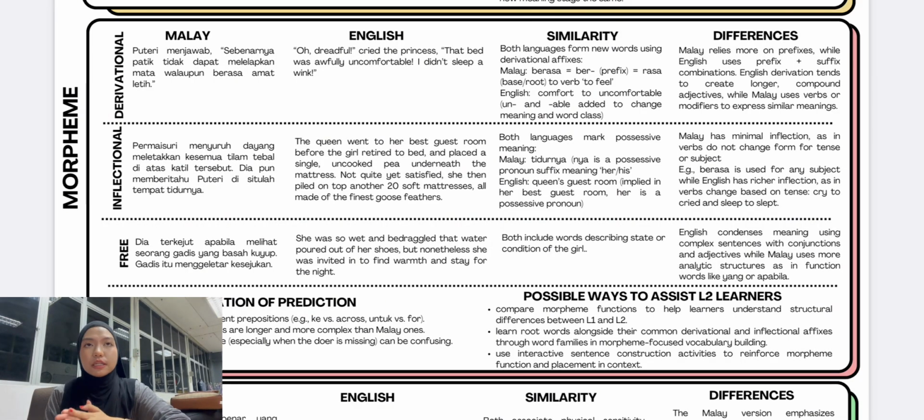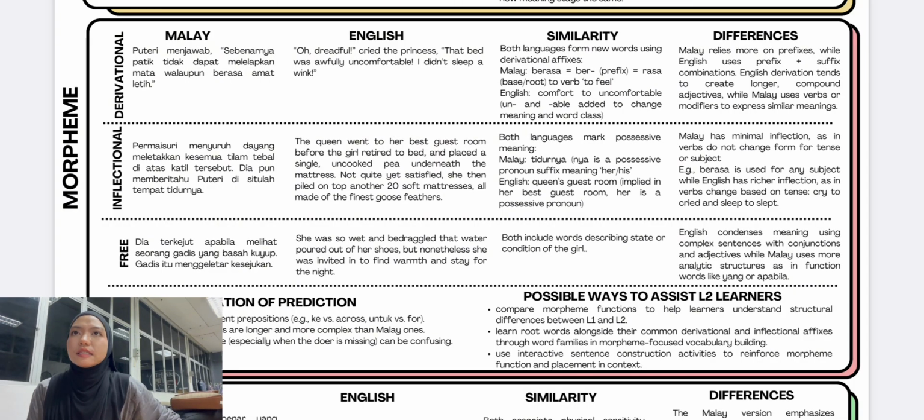So the similarity between these two excerpts is that both languages form new words using their original affixes. For example, in Malay, berasa comes from ber, which is the prefix, and rasa, the base or root word, to form the verb 'to feel'. While in English, comfortable is changed to uncomfortable, and un is added to change meaning and word class. However, the difference is that Malay relies more on prefixes, while English uses prefix plus suffix combinations. So English derivation tends to create longer compound adjectives, while Malay uses verbs or modifiers to express similar meanings.